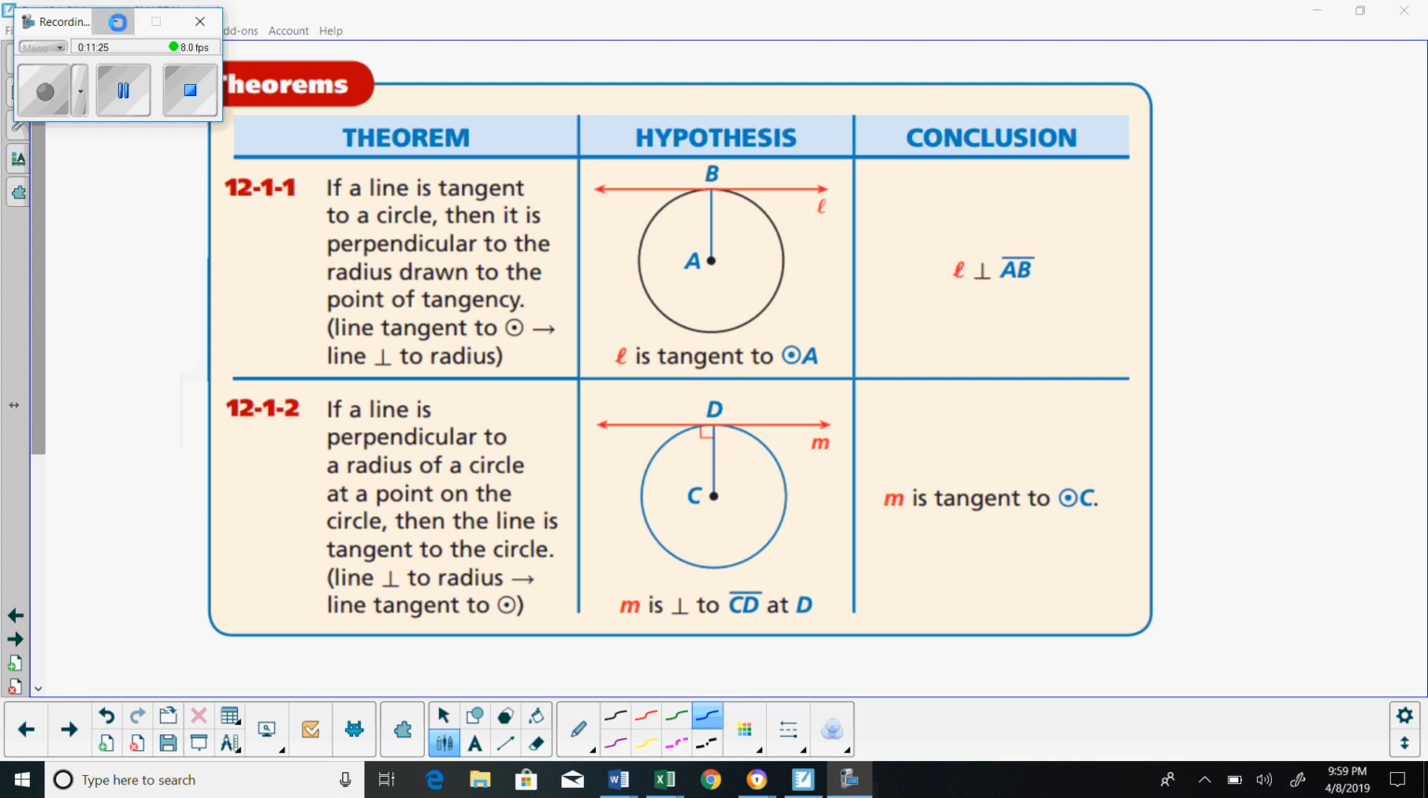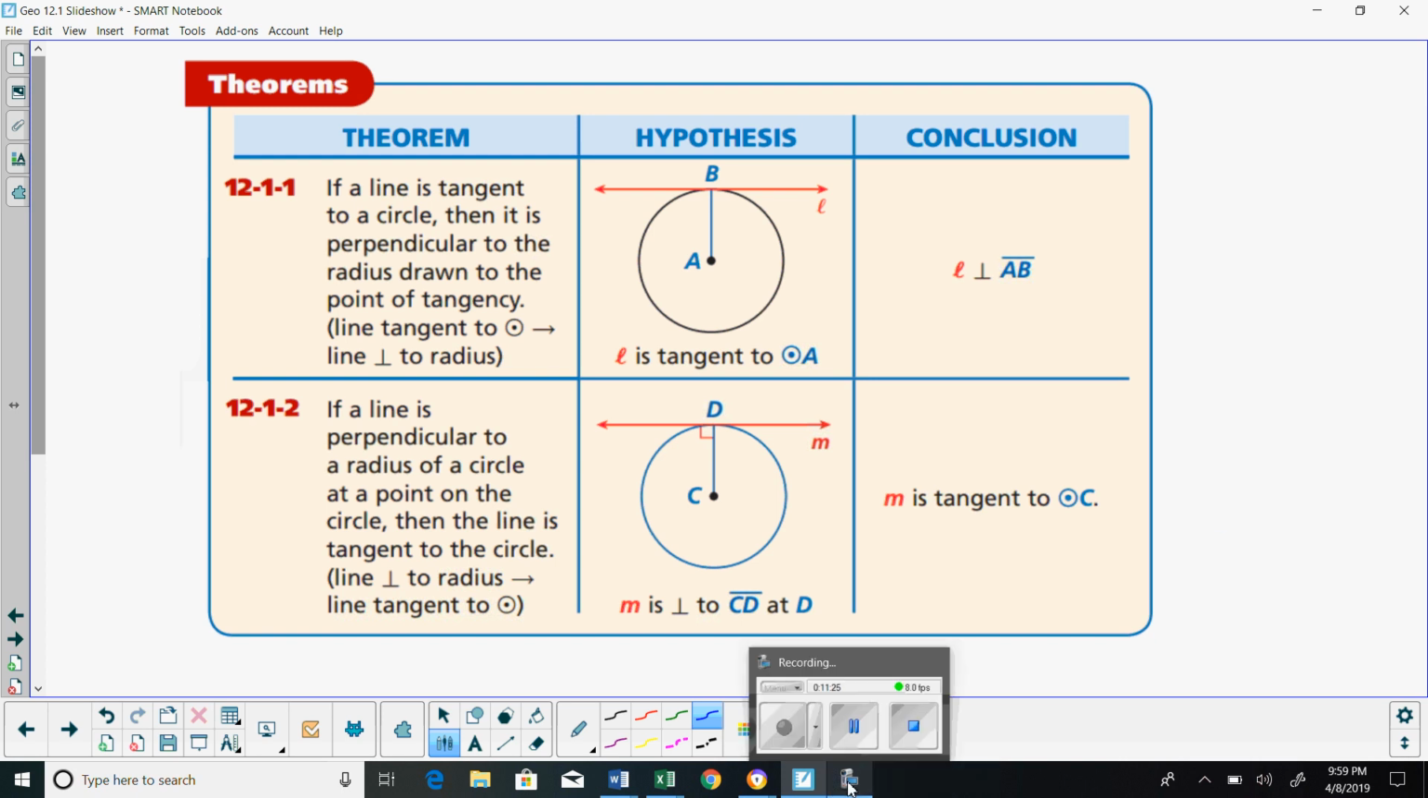All right, now let's look at these theorems. This first one says, if a line is tangent to a circle, then it is perpendicular to the radius drawn to the point of tangency. So the line tangent to a circle implies that the line is perpendicular to the radius.